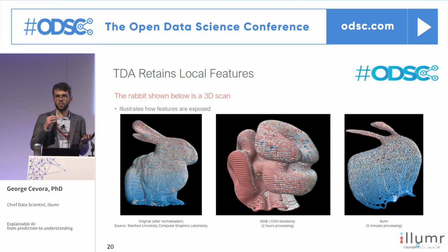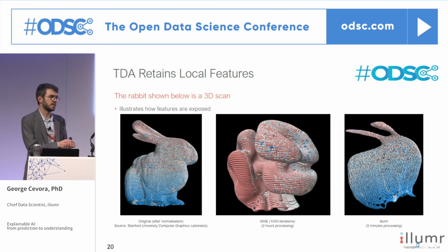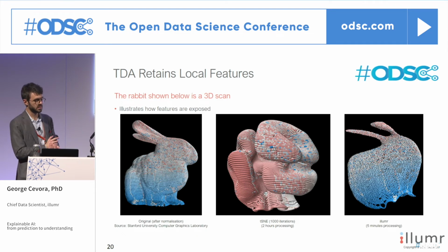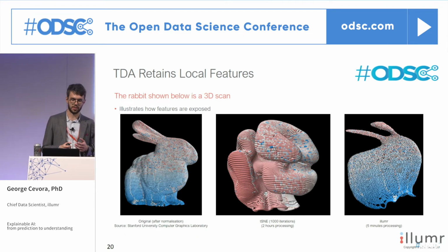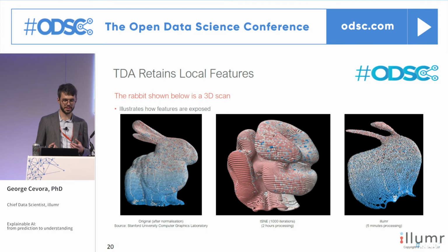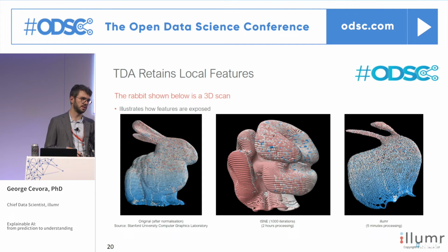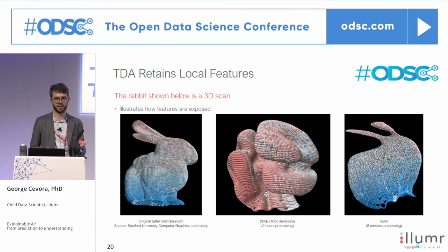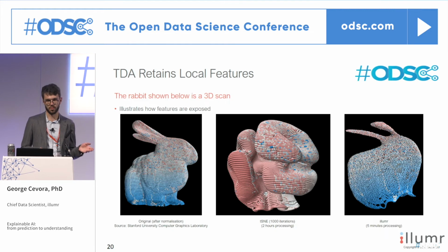So what is the impact of using this or not using this on your data? The left panel shows a 3D point scan of a rabbit. The middle panel shows the same data set that has been processed through t-SNE. And as I said, t-SNE assumes that the distances in the data set are t-distributed, which is not true for the rabbit. Therefore, it distorts the rabbit a lot.